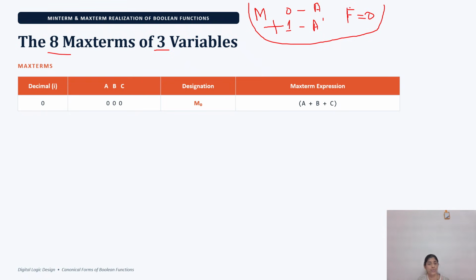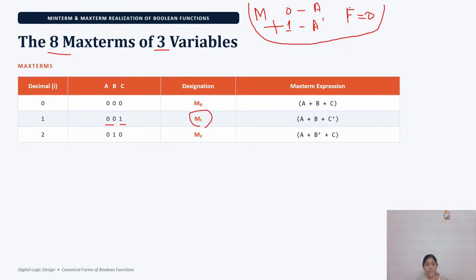See, all zeros. 0, 0, 0, decimal 0, capital M0, right? All zeros in the sense it is an uncomplemented form, right? So A plus B plus C. For 1, 0, 0, 1, only check these two values. So 0 means it is an uncomplemented A, B, and 1 means it is a complemented C dash, A plus B plus C dash. And one more thing, capital M.